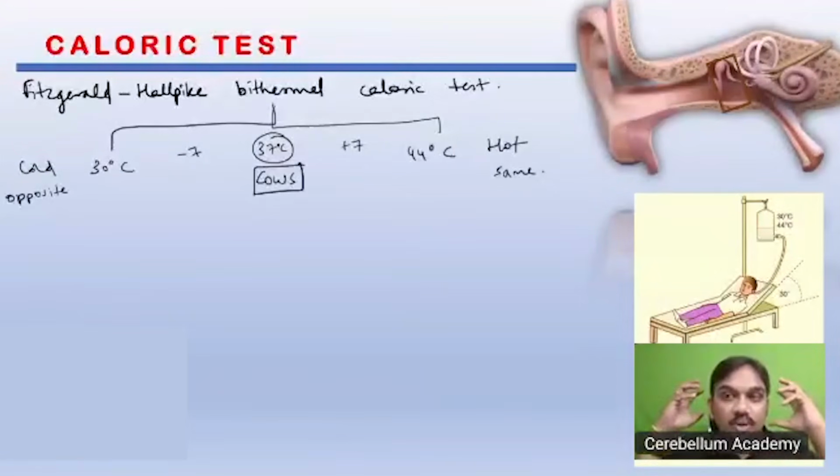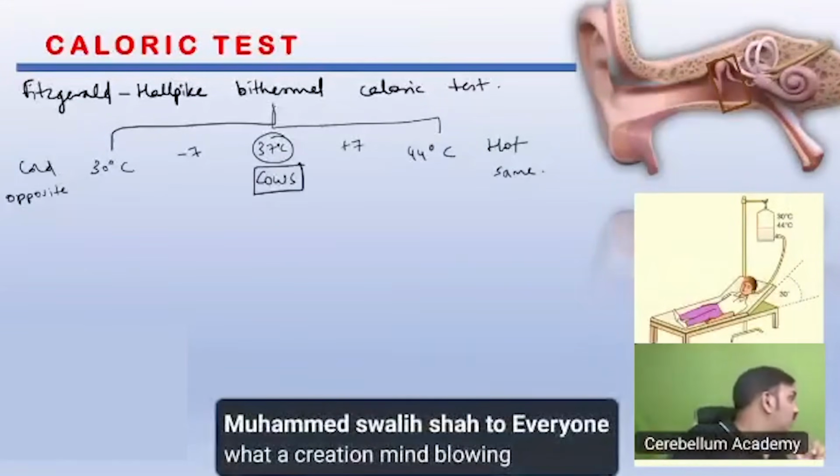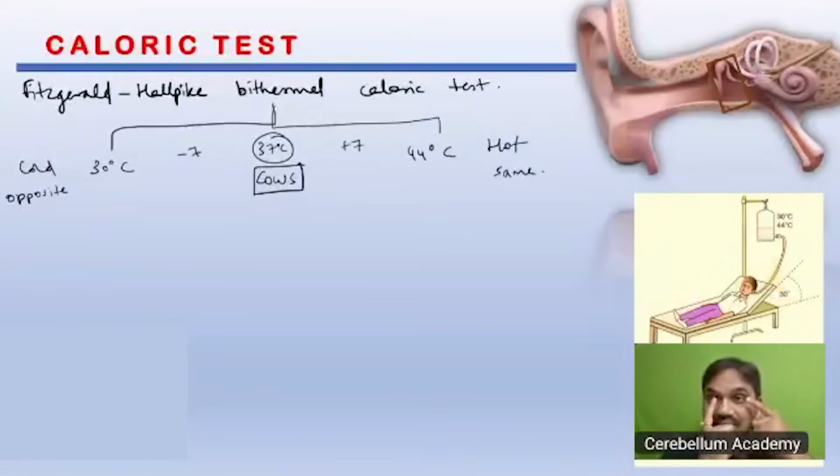So this vestibulo-ocular reflex: the right vestibule is connected to right lateral rectus and left medial rectus. Whenever I am moving my head towards right side, these two muscles will act and they pull the eyeball towards right side. When I am moving towards left side, the left vestibule is connected to left lateral rectus and right medial rectus, so they will be pulled towards this side.